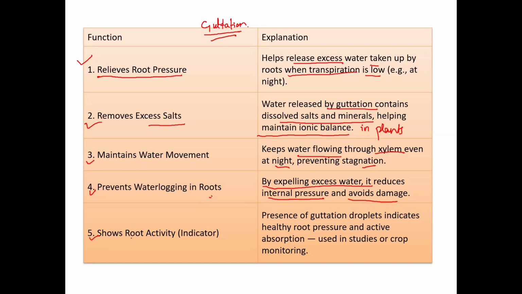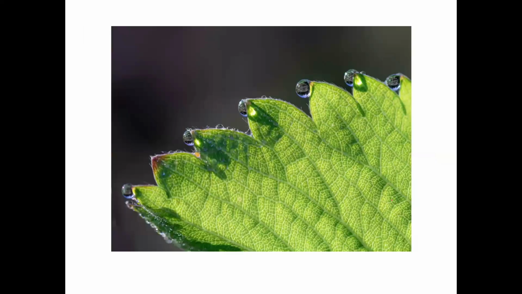It prevents waterlogging in root. Roots apply pressure due to which water goes upward and leaks through the hydathodes. By expelling excess water, it reduces internal pressure and avoids any kind of damage. It also shows root activity: the presence of guttation droplets indicates healthy root pressure, a healthy plant and active absorption, used in study or crop monitoring. Look at the beautiful figure of how guttation looks. This is the leaf margin, and the leaf margin has little pores called hydathodes.